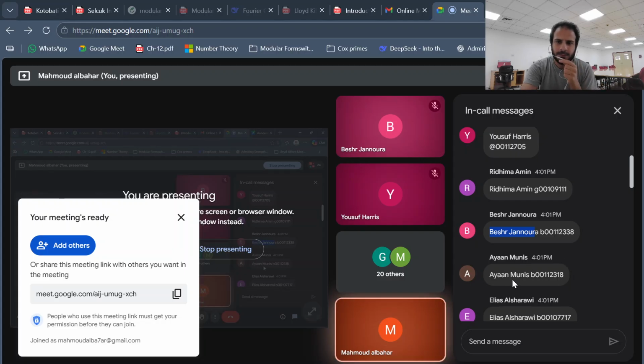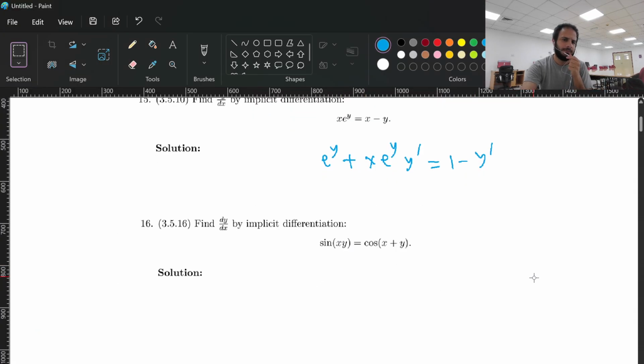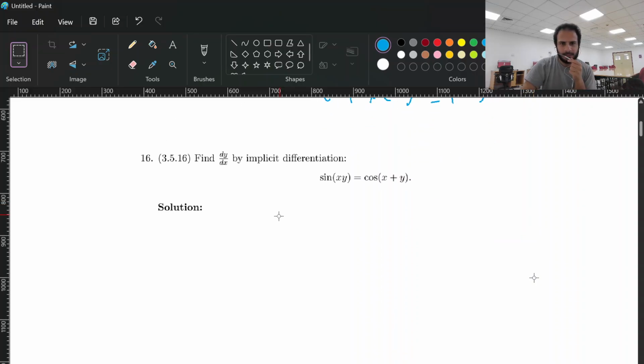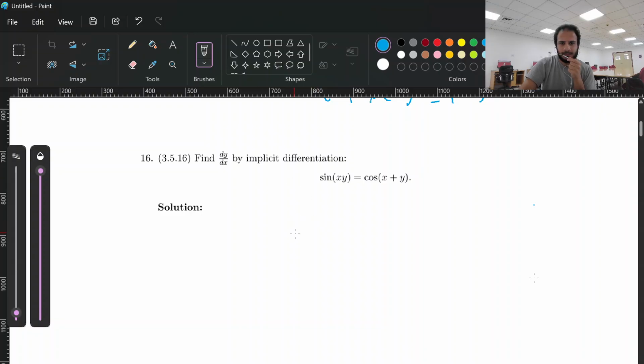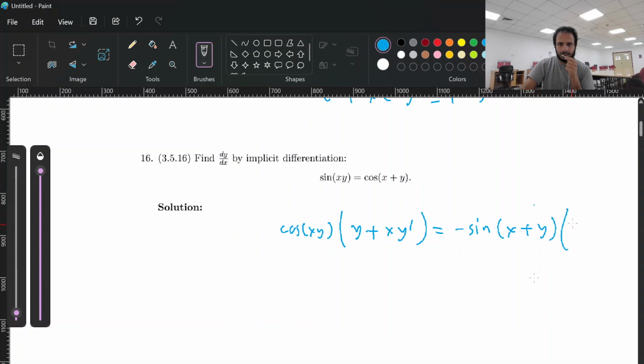Now Ayan, yes, Professor, please help me with this problem. Okay. So this one, first you have to derive sine xy, that is cos xy, so cosine of xy times, now we use the product rule, so y plus xy prime, is equal to minus sine of x plus y into 1 plus y prime.